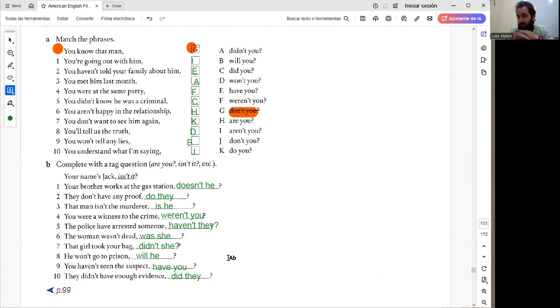But honestly, as I say, this isn't the best English, but if you need to just say this very quickly, you can just use the word "right". Your brother works at the gas station, right? They don't have any proof, right? And you're still checking the information. It is more natural to use a tag and it shows you understand English a lot better. It shows you in a better light. But if you needed something very quick, then that's also an alternative.